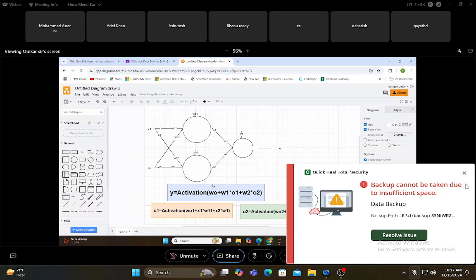I already wrote y equal to, not addition, y equal to, diagram-wise, y equal to what? O1 into W1 plus O2 into W2 plus W0. The next question arises: what is O1? What is O2? O1 is activation of W01 plus W11 into X1 plus W21 into X2. Don't say O1 plus O2 is the final output. O1 plus O2 is not the final output. O1 and O2 are going again through one more neuron.